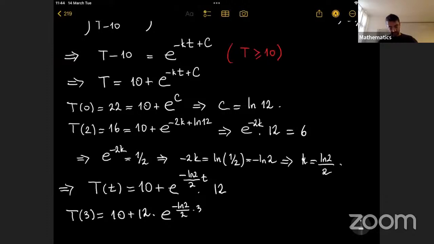Well, you can basically write this in a simple form. It's like 10 plus e to the ln 2 is 2. So it's like 2 cubed, 8. So it's 2 to the minus 3 over 2, okay? And this is times 12. Sorry, times 12. This is approximately, of course, you don't need to do that, approximately 14. So after 3 hours, it drops to about 14. Any question so far?